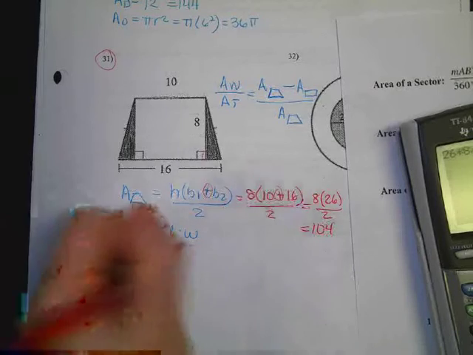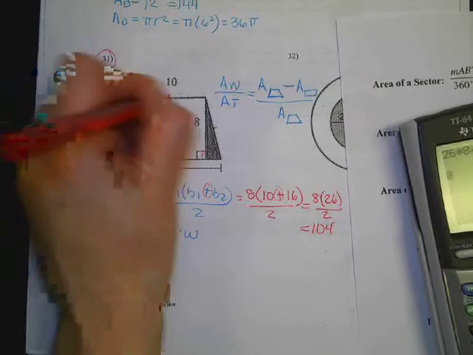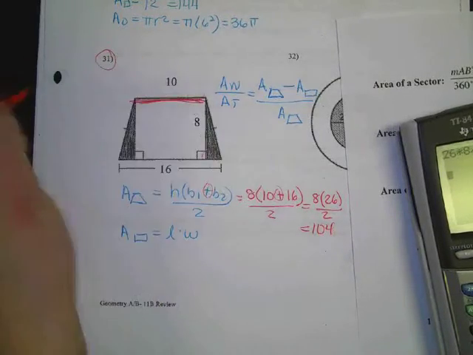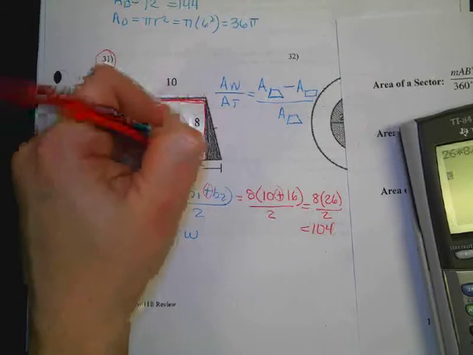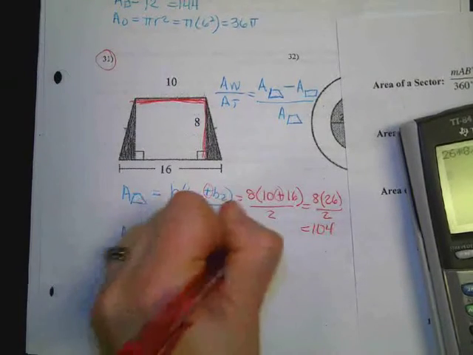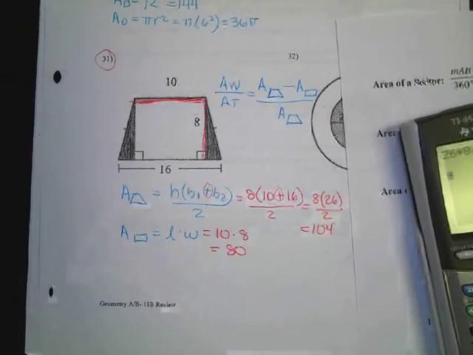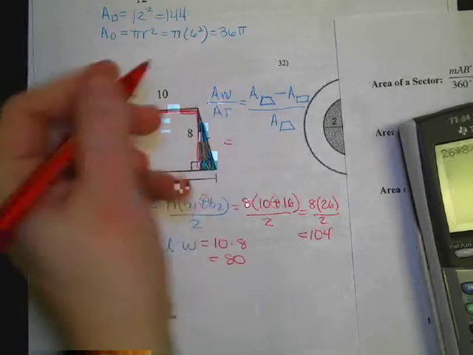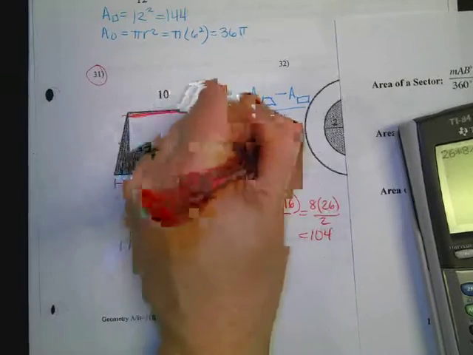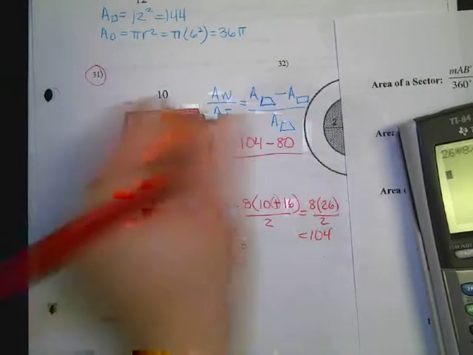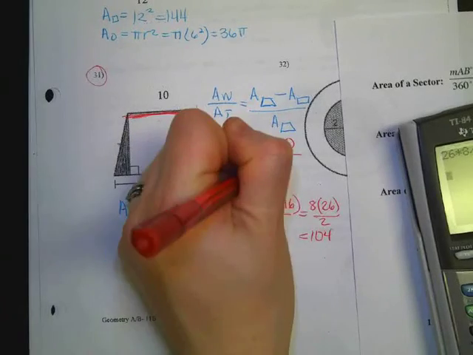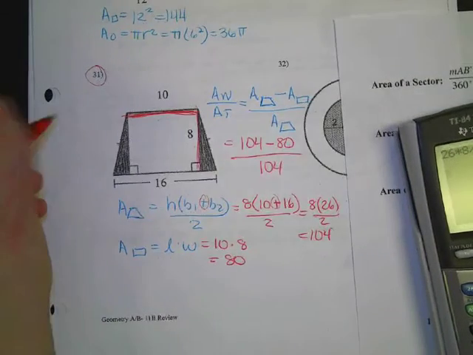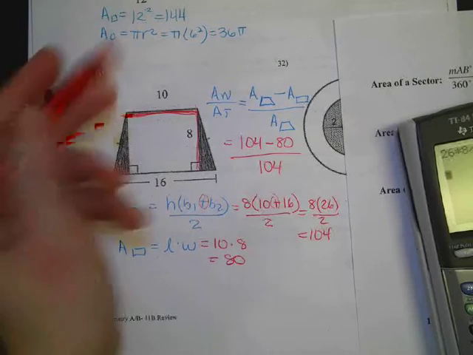So now if I'm going to do length times width for the rectangle, the length is 10, the width is 8, which is 10 times 8, which comes out to 80. So now back up to our probability. I want to take the area of the trapezoid, which is 104, subtract out the 80 from the rectangle, and then divide that by the total area of the trapezoid. So big minus little over big.